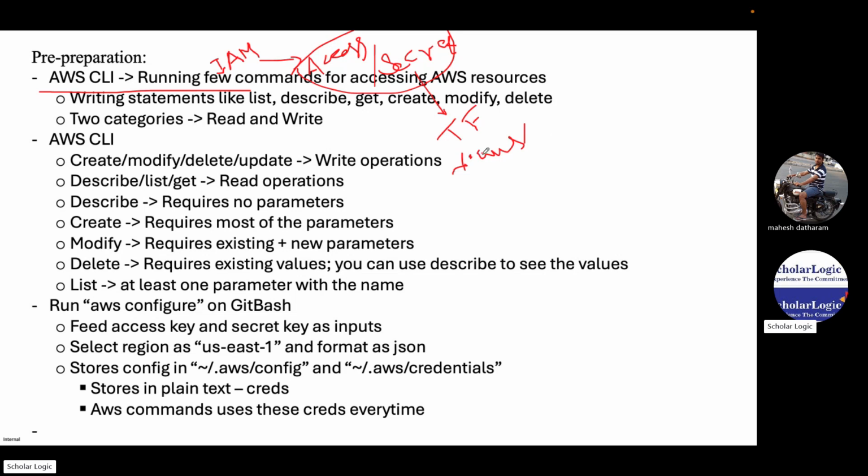So this gets created when you run the AWS configure command. These are the two files which get created. The same two files will be used by Terraform to connect to the AWS cloud and create resources.